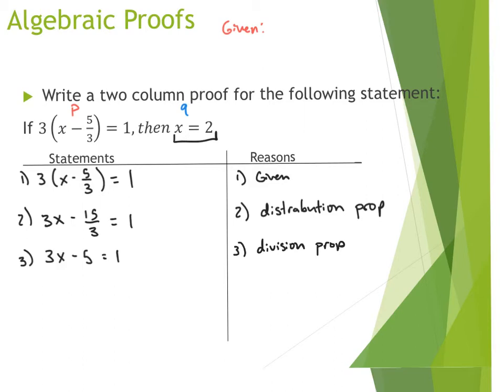Okay. Then I'm going to keep solving. So I'm going to add 5 to both sides. 3x is equal to 6 because I added 5 to both sides. This is addition. Okay. And last but not least, I need to divide 3 from both sides to get x all by itself. And this is my division step.